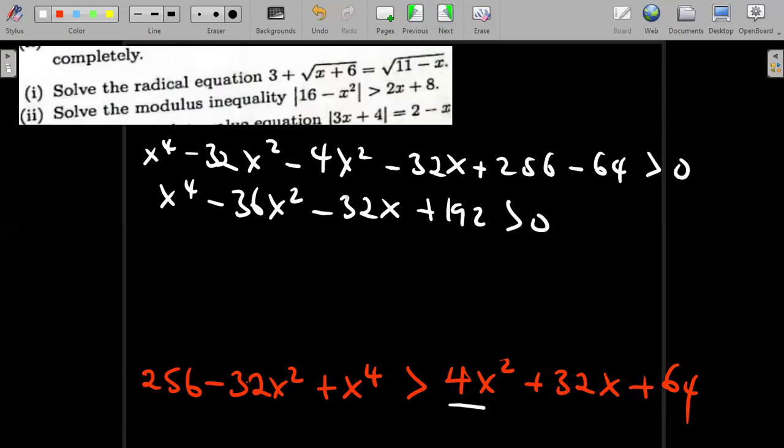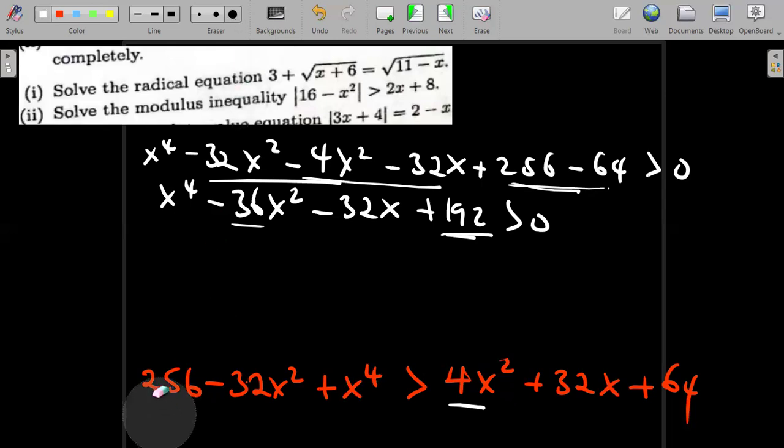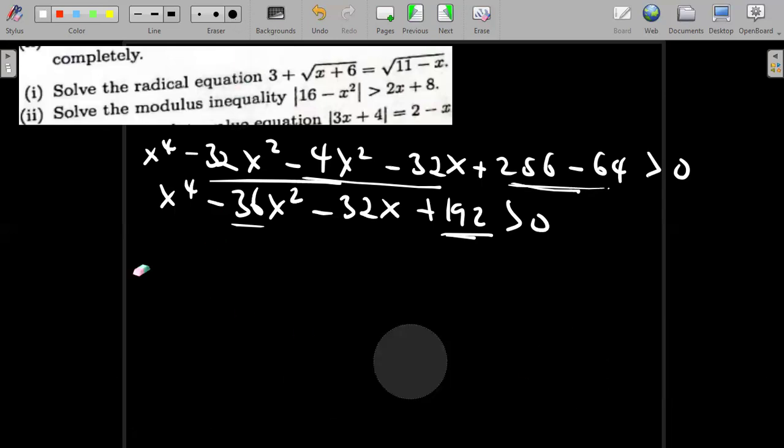So here, when we add these two, we get 36, and when we subtract this, we get 192. So when you add this, at first we get negative 36. Then you subtract these two, we get this 192 here. So we have this now. From this stage, to solve this inequality, you have to factor out this side.